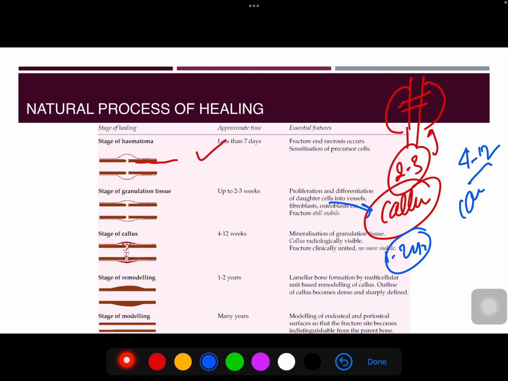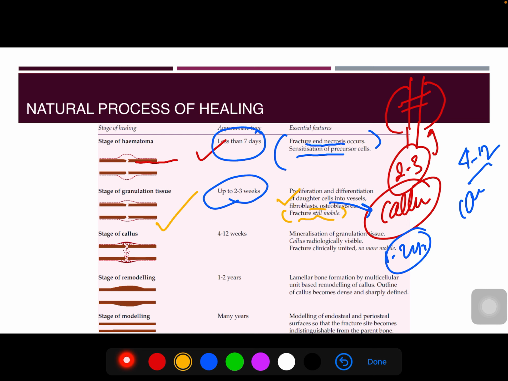For the stage of hematoma, as we have talked about, it is less than 7 days. Fracture end necrosis occurs, and sensitization of the precursor cells occurs in this stage. In the stage of granulation tissue, up to 2 to 3 weeks, there is proliferation and differentiation of the daughter cells into fascia, fibroblasts, and osteoblasts, and the fracture is still mobile.